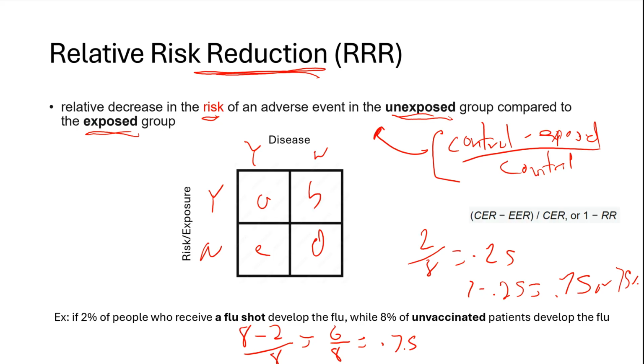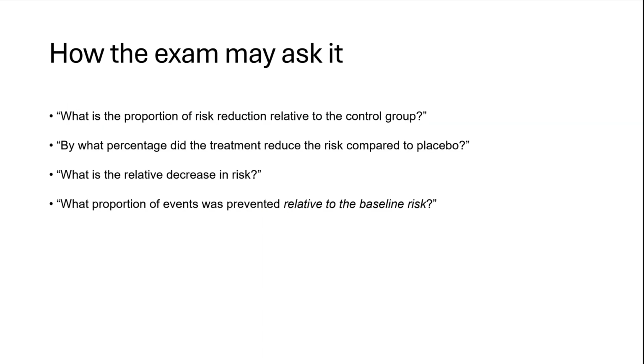Sometimes on board exams, or on exams in general, they'll try to confuse you and ask in different ways. These are some other ways that they can ask you. The big takeaway here is to notice how each question is comparing the control group with a risk involved. What is the relative decrease in risk? What is the proportion of events prevented relative to the baseline risk? Baseline risk just means control or placebo. In some way, shape, or form, I'm comparing the risk group and the control group.